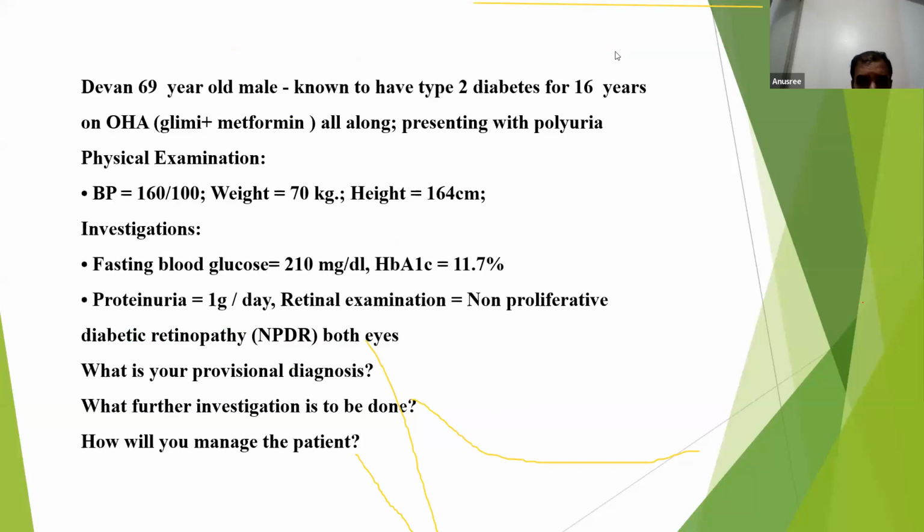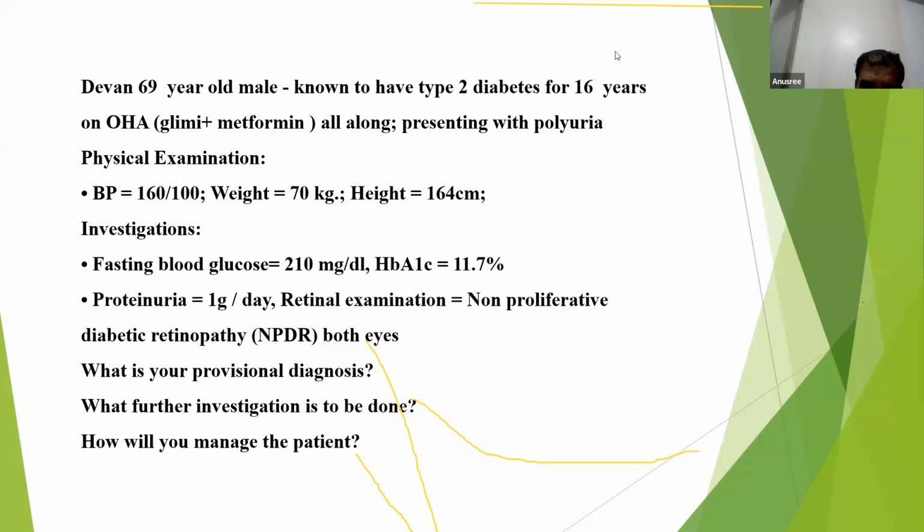There are two case scenarios which we will discuss. This is a 69-year-old male who is type 2 diabetic for 16 years on glimepiride and metformin. And he presents to you with polyuria, and his BP is 160/100, and weight is 70, height is 164, and his sugar values are 210, and his HbA1c is 11, and proteinuria is 1.1 gram, and his retinal examination gives NPDR. So this is a case of diabetic kidney disease.